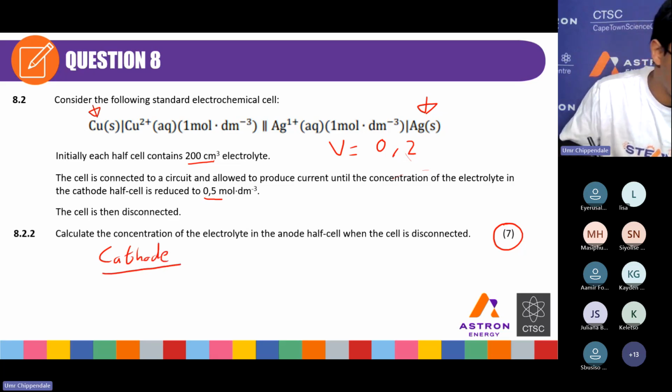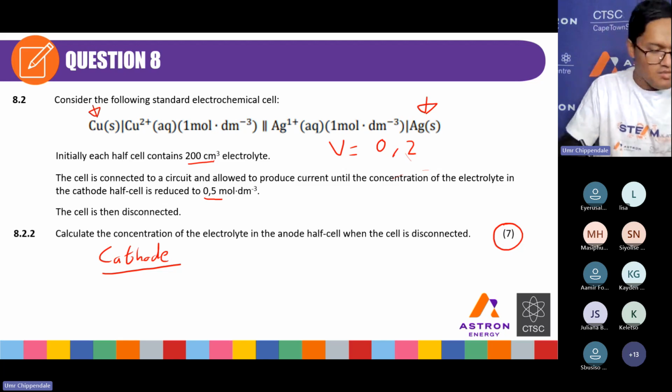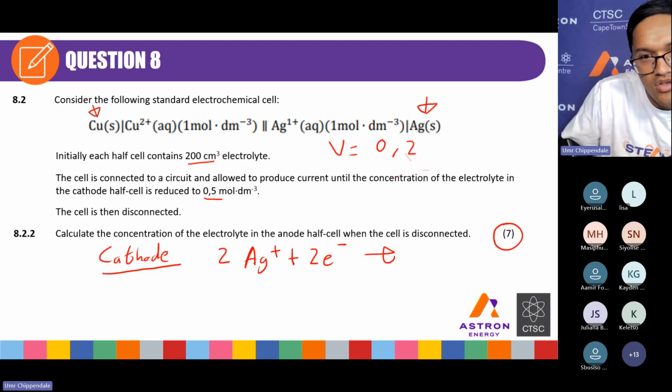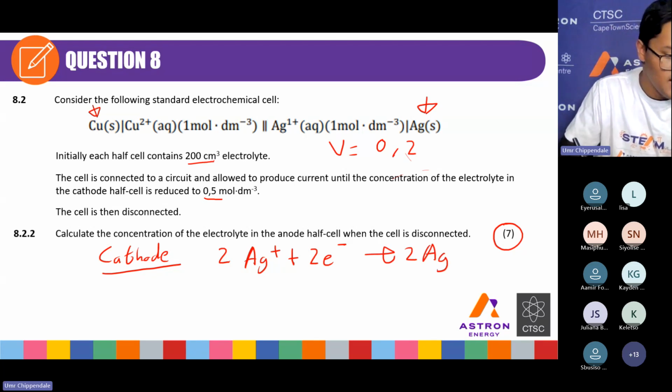So let's write cathode, so we all know where I am. In the cathode section, if we look at our table 4b, this is going to be our 2Ag+ plus 2 electrons, which will eventually give us 2Ag. And that's going to be our cathode reaction.